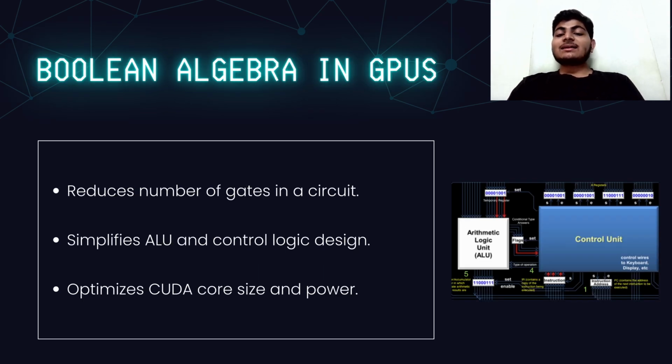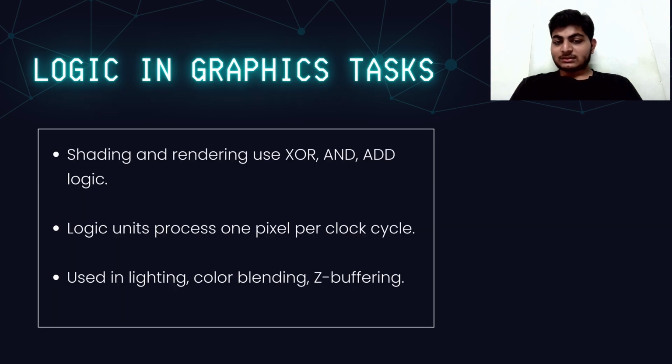Boolean algebra in GPU. Boolean algebra is used to simplify logic circuits inside the GPU by minimizing the number of gates. Engineers can make CUDA cores more efficient. This helps reduce power usage and increase speed without sacrificing performance.